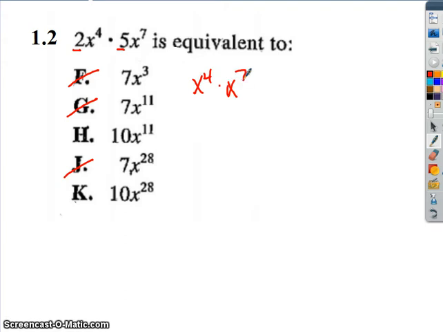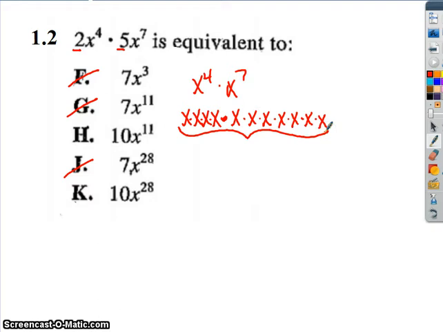Remember, exponents mean you're multiplying it by itself that many times. So x to the 4th is x times itself 4 times, and then we're multiplying that by x times itself 7 times. Okay, so as you can see, total x is being multiplied by itself 11 times. So the basic rule is when you're multiplying and you have the same base, you add your exponents. So 7, 8, 9, 10, 11, 10x to the 11th.